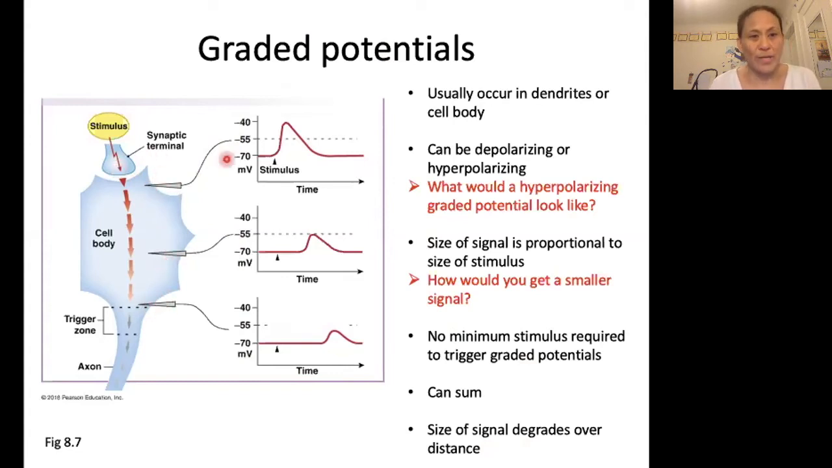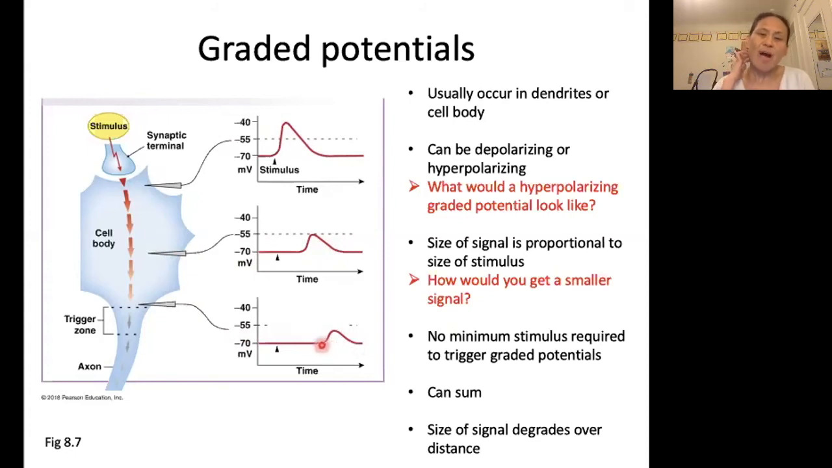When we start here, we can see that the graded potential is this big, okay? That graded potential is going to travel along the cell body. As it makes it to the next electrode here that we're recording from, that graded potential has gotten a little bit smaller, okay? Not only that, but it's also a little bit later because it takes a little bit of time for that potential to reach this new location, okay? And then finally, once we get to this electrode right here, that graded potential has become even smaller and later, okay?